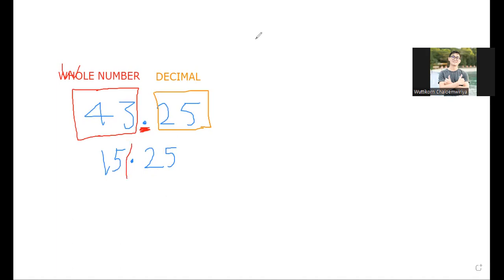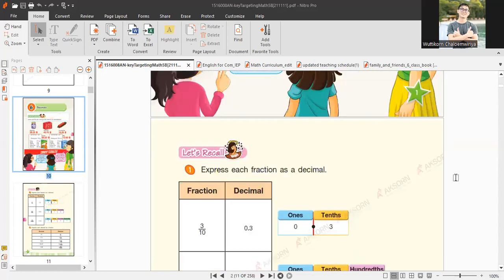Indeed, the dot itself and the number on the right side of the dot are totally called decimal. Exactly. So let's go back to our file again.